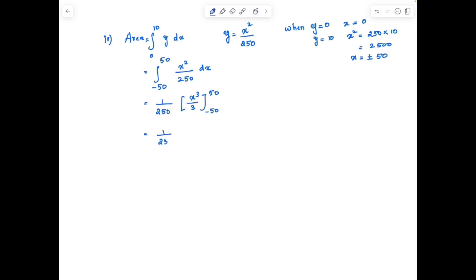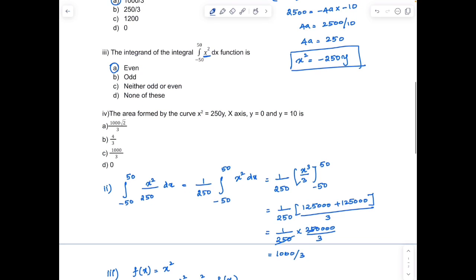1 by 250 into 3, 125 followed by 3 zeros plus 125 followed by 3 zeros, which gives us 250 followed by 3 zeros by 250 into 3, which is equal to 1000 by 3 square units. So the option is C.